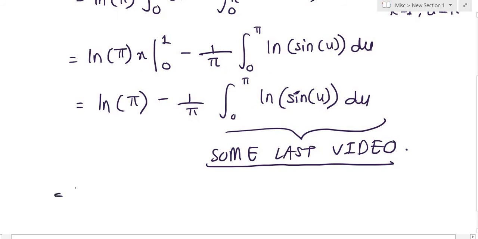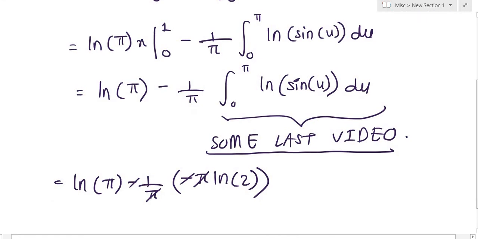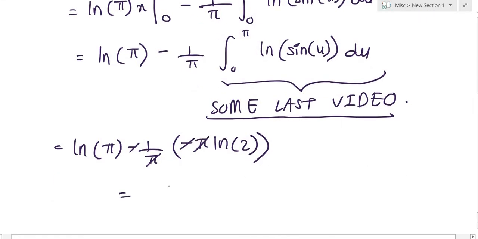So we have our right side being equal to the natural log of pi minus 1 over pi, and we just found the value of this thing. That's negative pi times the natural log of 2. Well, the negatives become positive on multiplication. The pi's cancel out, and all we are left with is the natural log of pi plus the natural log of 2, which you can write by virtue of log properties as the natural log of 2 pi.